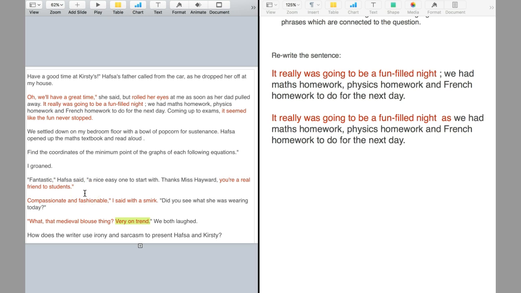I want you to write the language analysis and give the answer showing how irony and sarcasm are used to present Hafsa and Kirsty. Write your answers, or copy and paste your answers, in the comments, and I will also paste a model answer, and we can all compare how we write.